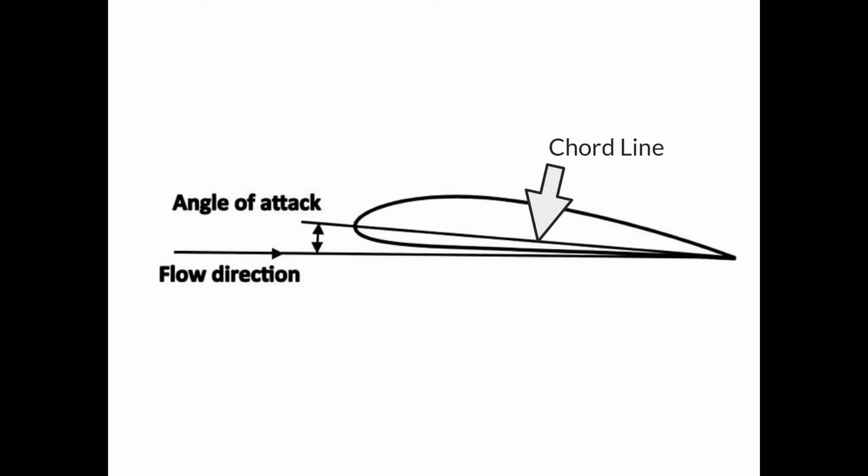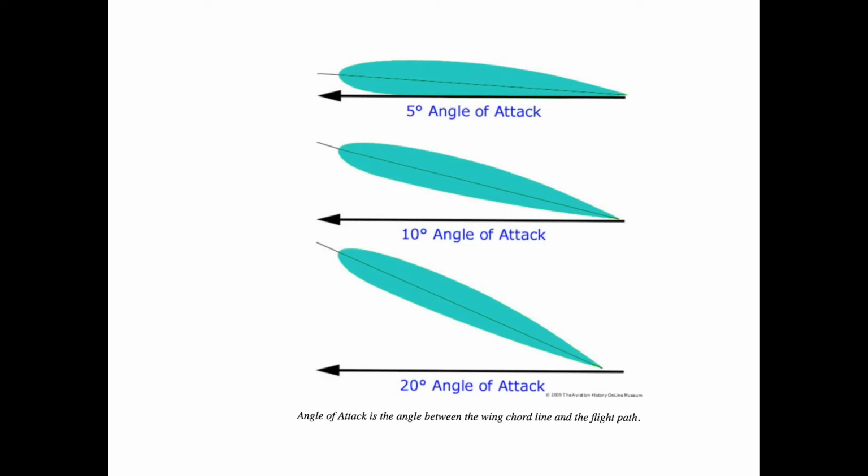When we try to measure the angle of attack, we need to actually find the chord line. The chord line is a line that's drawn from the tail end of the wing to the leading edge of the wing. They join the front and bottom parts and then draw that line straight through. That gives us a nice straight line that makes an angle, obviously, with the flow direction. In this diagram, you can see that we have 5 degrees, 10 degrees, and 20 degrees angle of attack. The angle of attack is between the chord line and the flight path. So you can see that those angles are being made there.